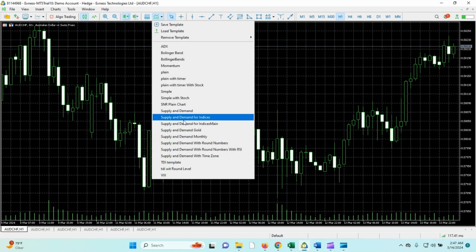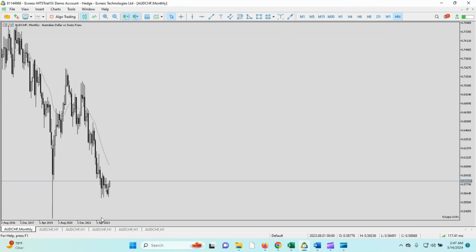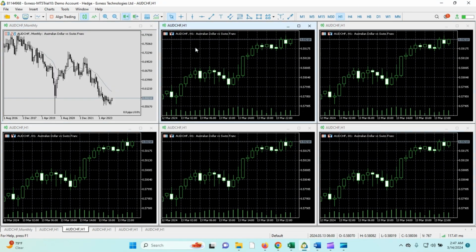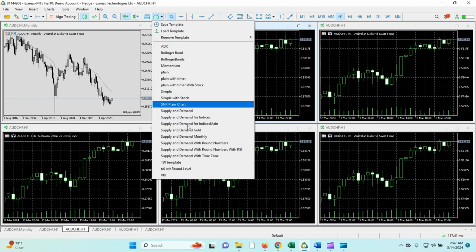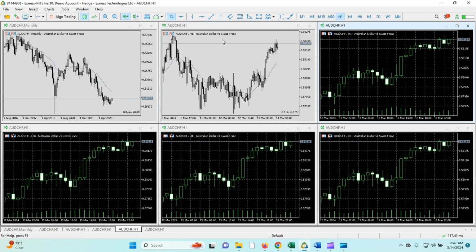So let me use the normal template we use. I'm going to the monthly time frame. This is the monthly time frame. Then this one will be weekly. In doing top-down analysis, you start from the monthly, weekly, then daily, then down to 4-hourly and 1 hour. You can use the 1 hour and 15 minutes for entry.